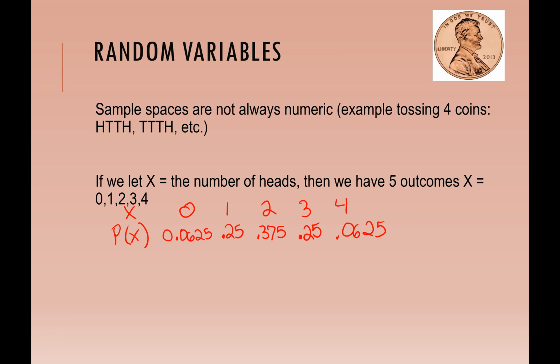All right, so the probability of getting 0 heads is 0.0625. And then it goes on from there. If you are to add all of these up, you will see that all the probabilities add to 1. And then also you'll see none of the probabilities are less than 0 or greater than 1 by themselves. So this would be your probability distribution.